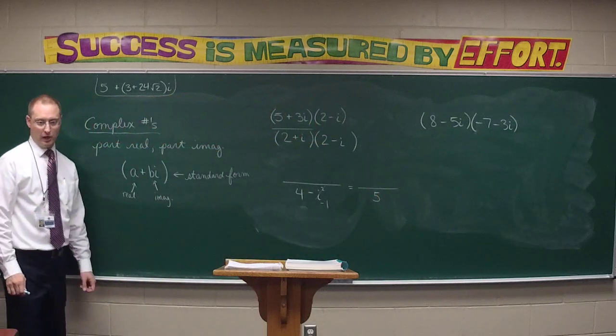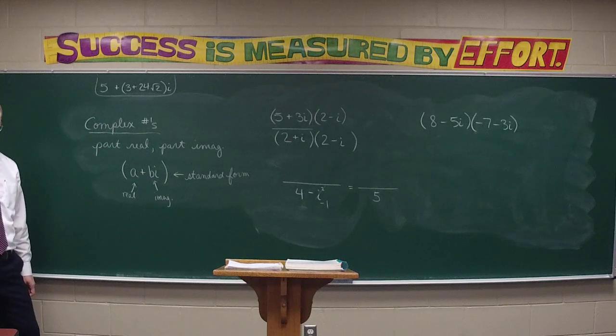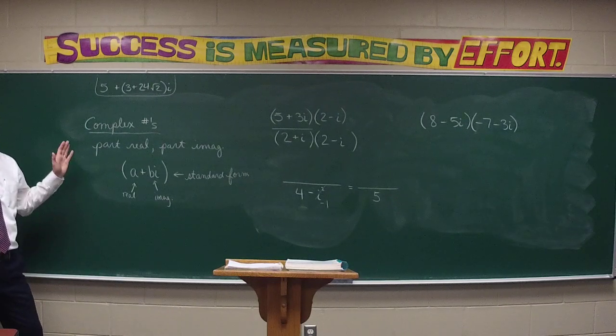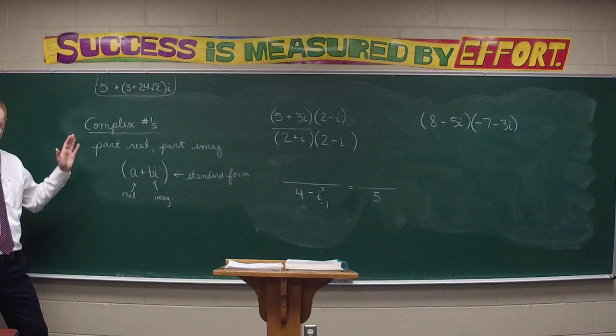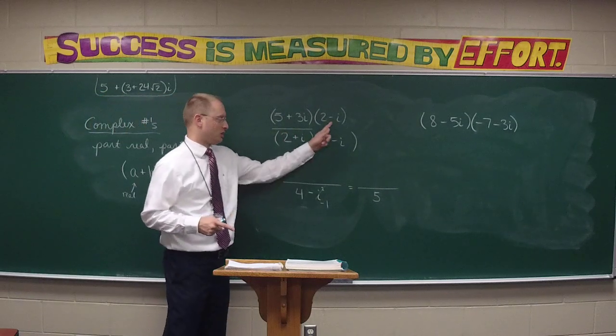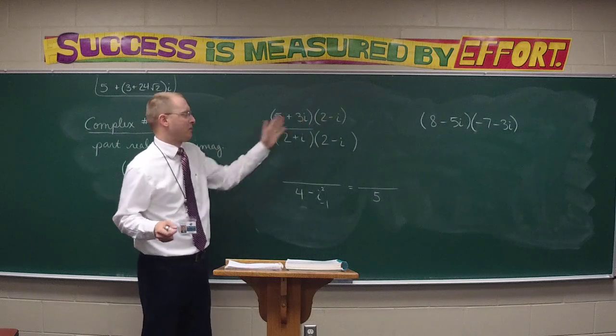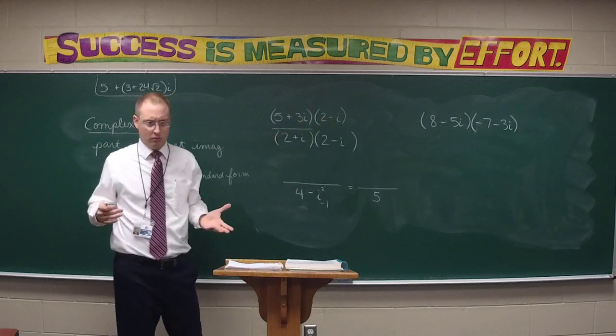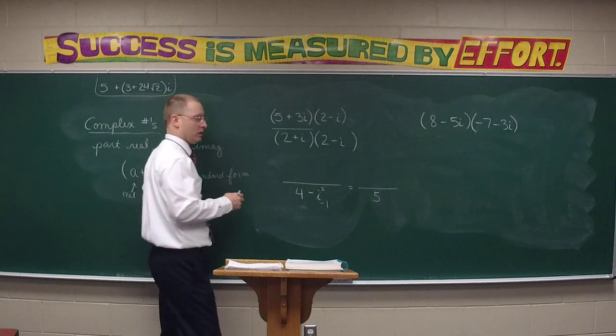Questions on what we've done so far? Don't want to get too far ahead of anybody. We need to run through what we did one more time. Y'all still good? Okay. In the numerator, well, we just looked at this. We're multiplying two complex numbers, so we just FOIL.